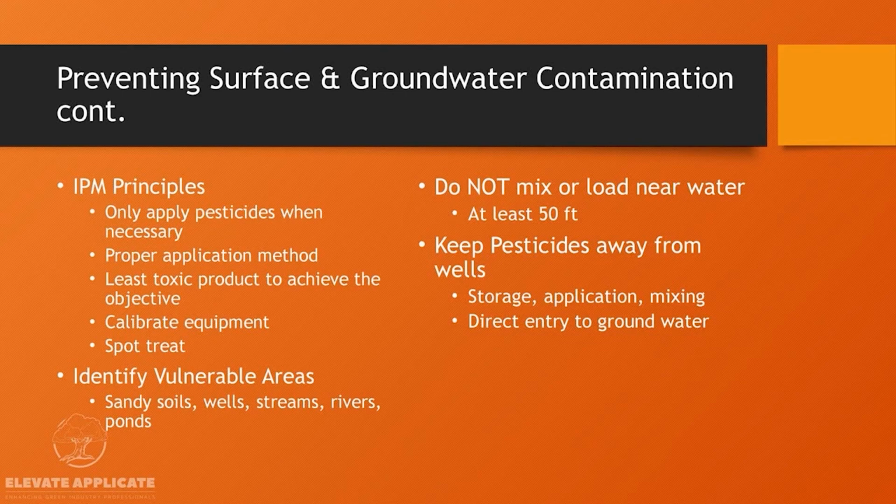So, preventing surface water and groundwater contamination, continued. IPM principles: only apply pesticides when necessary. So if you don't need to apply a pesticide, don't. Do a different type of control method. Use proper application methods, while also using the least toxic product to achieve the objective. You want to calibrate your equipment and do your best to spot treat. Don't do broadcast applications. Identify vulnerable areas. Well, what are some vulnerable areas? Sandy soils, wells, streams, rivers, ponds.